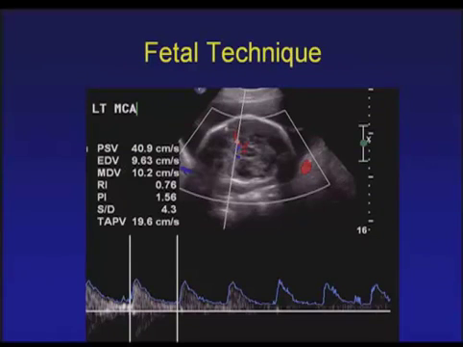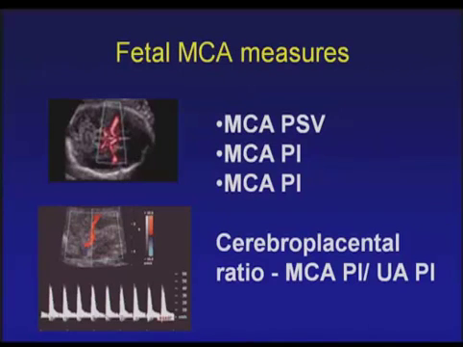The technique includes obtaining axial images of the brain and, with color Doppler, putting the cursor on the middle cerebral artery. You can get various measures, including peak systolic velocity, pulsatility index, resistive index, and a cerebroplacental ratio, which is the middle cerebral artery PI divided by the umbilical artery PI.